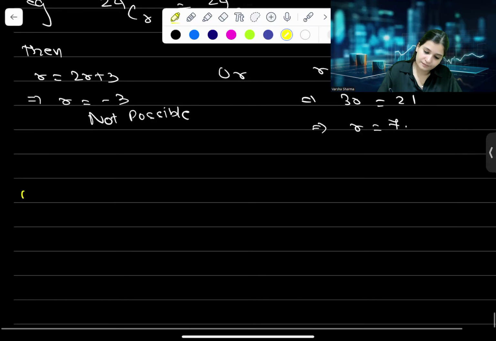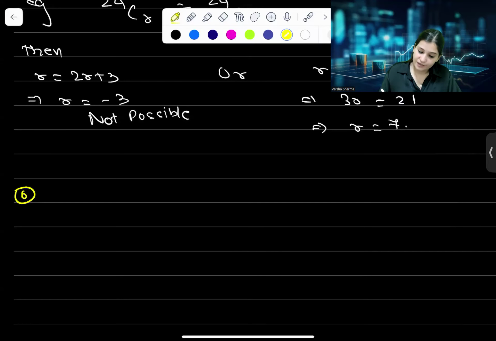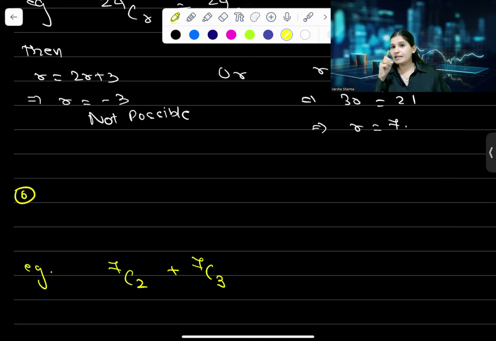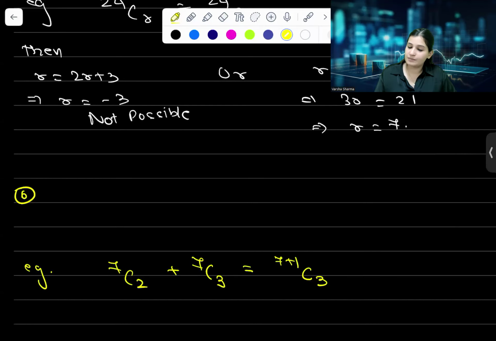Property 6. Imagine first with the help of an example. If I have 7C2 plus 7C3, the above number is the same, 7, and below there are two consecutive numbers, 2 and 3. So I can say add 1 to the above and below write the larger number. So this will directly give you 8C3.